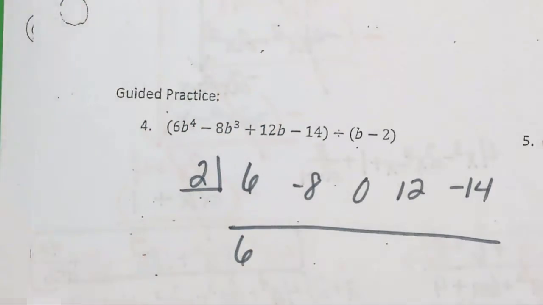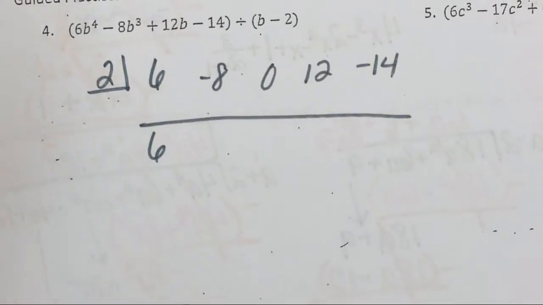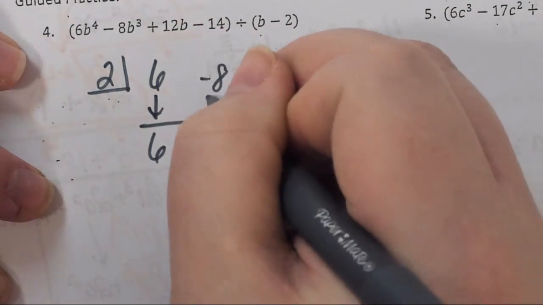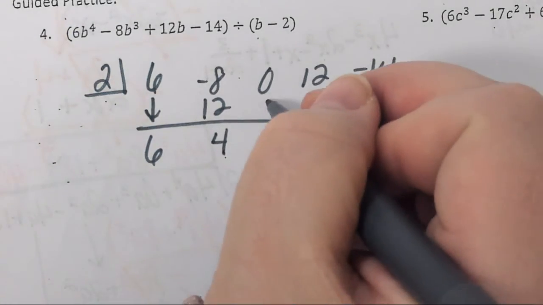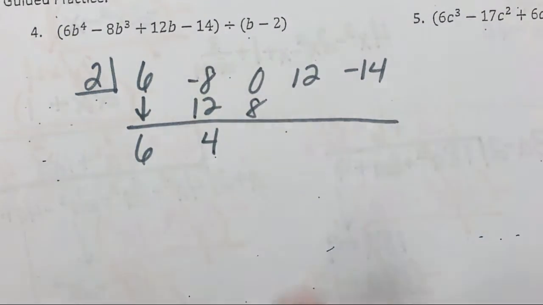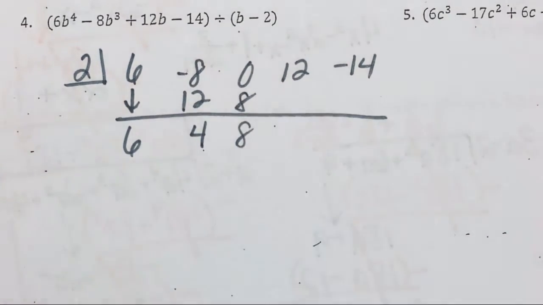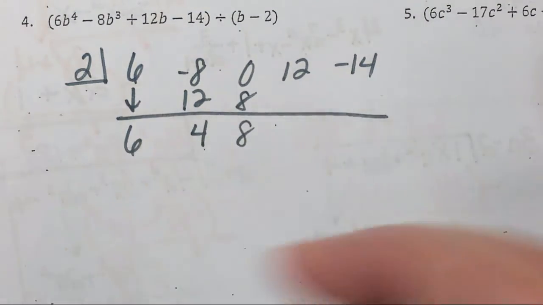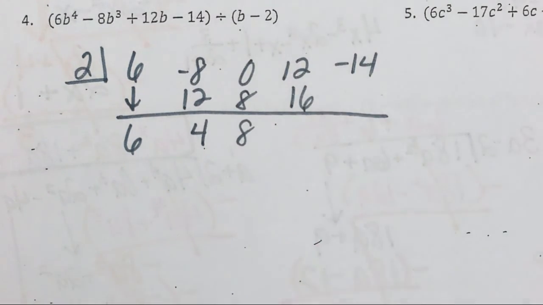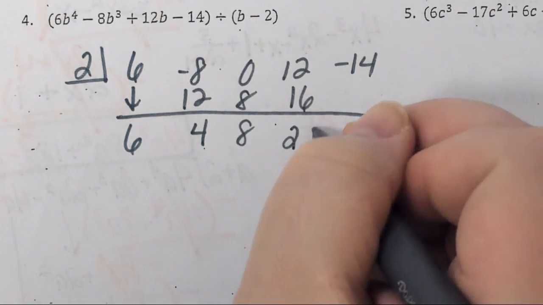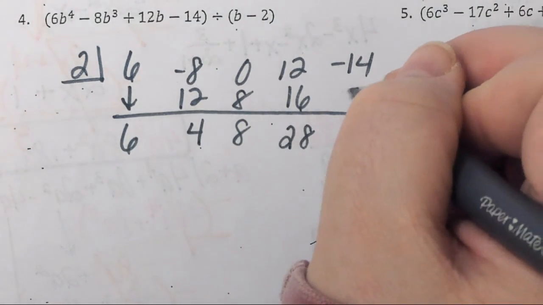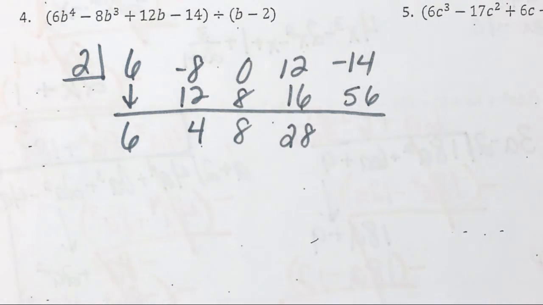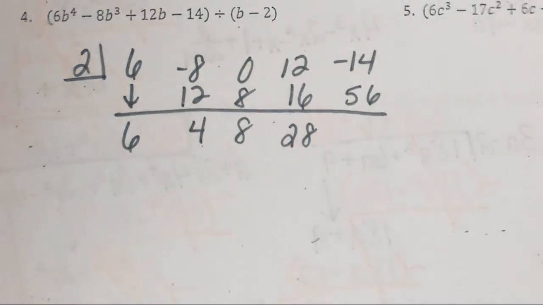I drop down my 6. 6 times 2 is 12. 12 minus 8 is 4. 4 times 2 is 8. 0 plus 8 is 8. 8 times 2 is 16. 12 plus 16 is 28. 28 times 2, whoo, I'm going to do math this morning, and that's 56. And then 56 minus 14, brain, please work now.